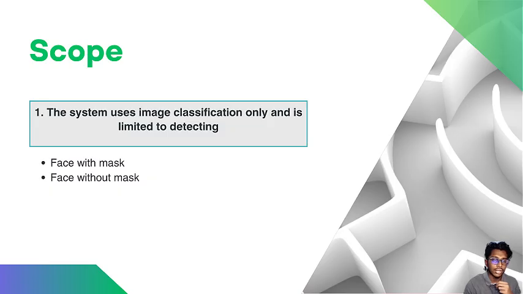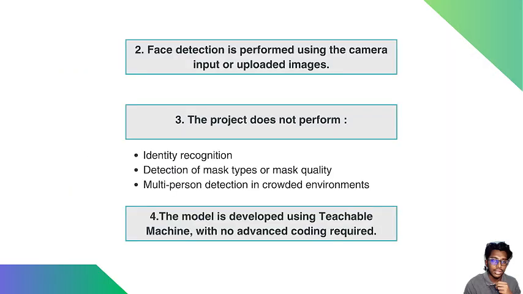The first thing in our scope is the system uses image classification only and is limited to detecting. It can only detect face with mask and face without mask. And second is face detection is performed using the camera input or uploaded images. Third is the project does not perform identity recognition, detection of mask type or mask quality, multi-person detection in crowded environment. The fourth is model is trained and developed using Teachable Machine with no advanced coding required.